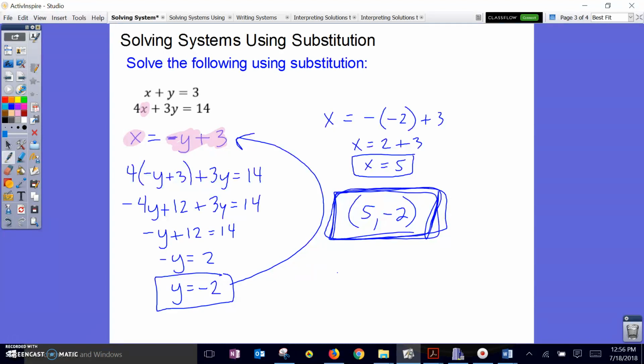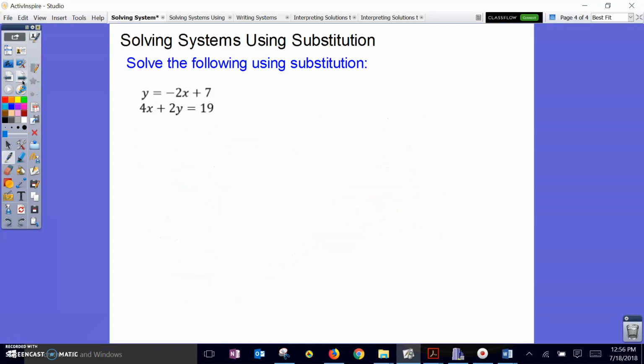All right, one more. I'm going to solve this one using substitution. Notice the first equation is already solved for y, so I'm just going to take what y is equal to, and I'm going to put it into the other equation in place of y. We've got 4x plus 2 times (-2x plus 7) equals 19.